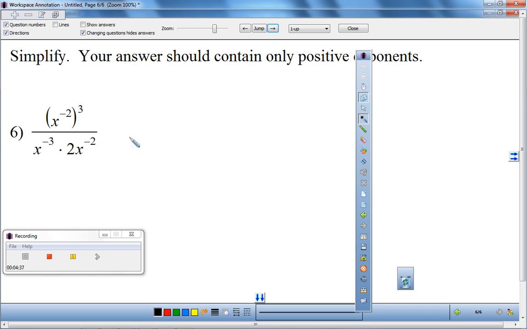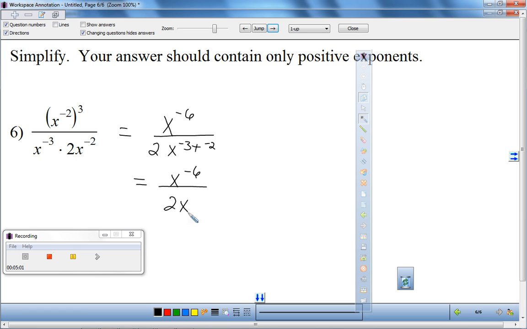Alright, here, let's go ahead and we get x. We'll go ahead and multiply these together. So we get a negative 6 here. Here, I'm just going to bring the 2 in front, so it's going to be x to the negative 3 plus, because we're multiplying underneath here, plus negative 2. So we end up with x to the negative 6 over 2x. Both are negative, so we're going to go ahead and add and keep the sign, so we get negative 5. And now we're going to do the division part.